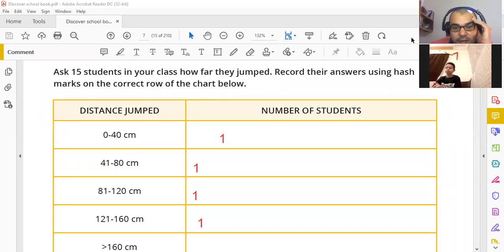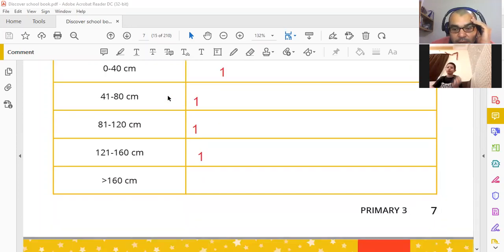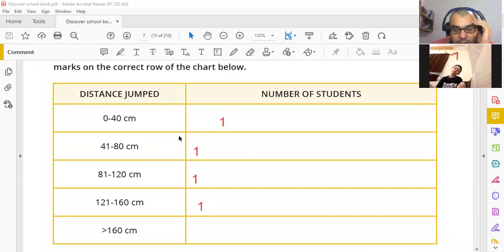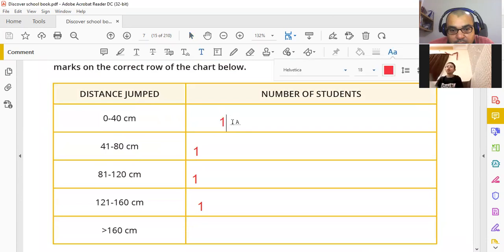Students, this is Discover, page 7. You have a table here. I need you to write these numbers. Here, write this number. Plus 4.